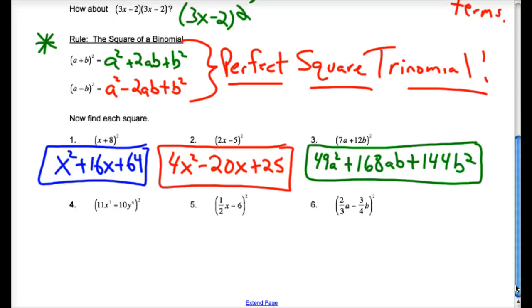Okay. 11 squared is what? 11 times 11, 110? No, 121. X to the 5th? No. X cubed squared.